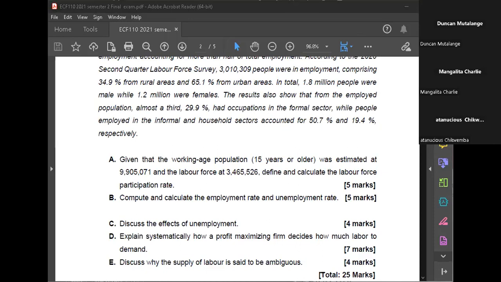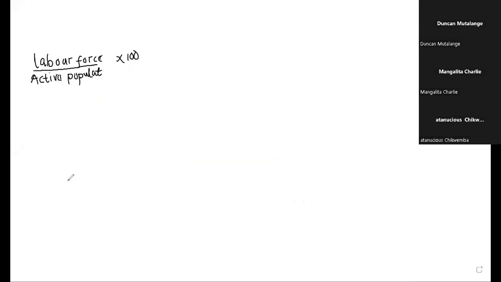But it's the same thing. So labor force divided by the working age population times 100. That will give us the labor force participation rate, okay? I hope that is fine. So what is our labor force? I think we've been told, let me just check it out.